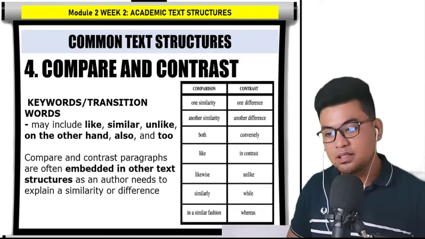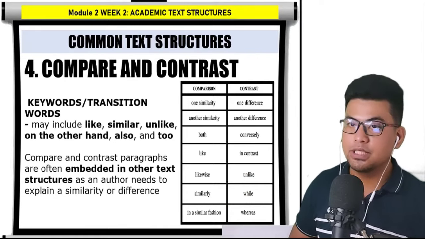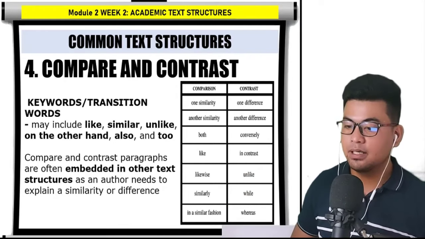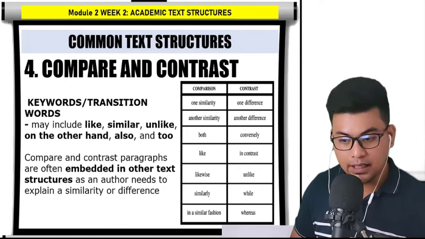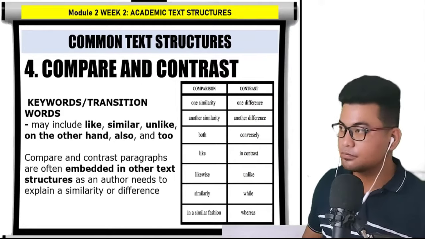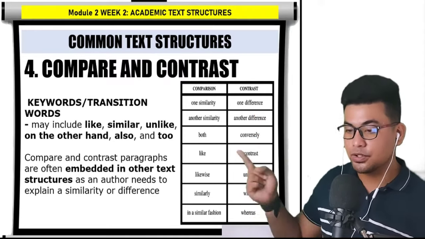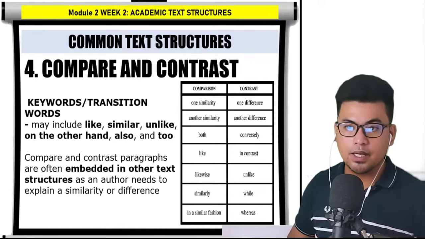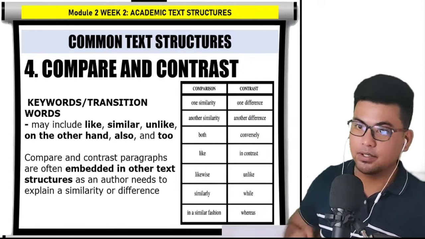For the keywords and transition words, you may include using like, similar, unlike, on the other hand, also, and too. And the other ones I included there. So the comparison and contrast. So you can use any transition or keywords to identify your structure as a compare and contrast one.